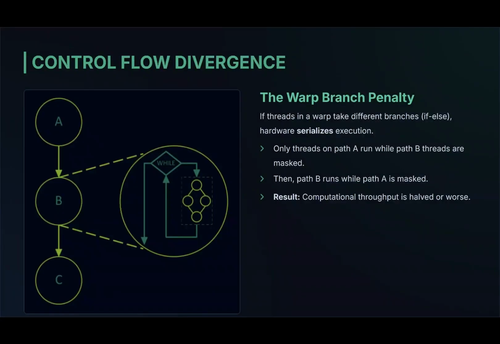Conditional logic like if-else statements cause warp divergence. Since all 32 threads in a warp must run the same instruction, the hardware has to serialize branches. It runs the if path while masking the else threads, then swaps. This is why GPU optimized code avoids branching whenever possible.